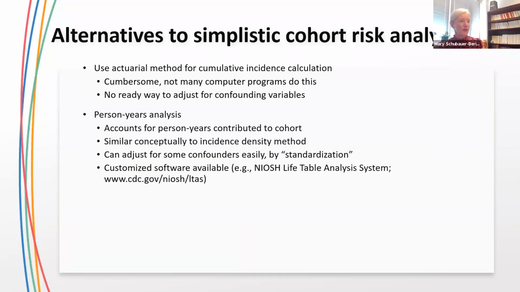More typically, and this was a development that started in maybe the 1970s, using person years analysis. This accounts for person time contributed to the cohort, and it's similar conceptually to the incidence density method. You can adjust for some confounders easily by standardization, and there is customized software available. So in my background at NIOSH, we spent a lot of time working on this computer program called the NIOSH Life Table Analysis System, which is a person years analysis program. And although it's not sophisticated computationally, it's very, very useful, especially if you're comparing cohorts to the general population.